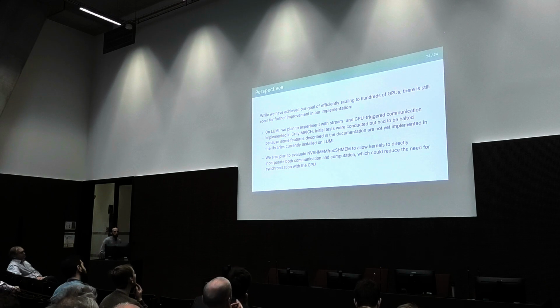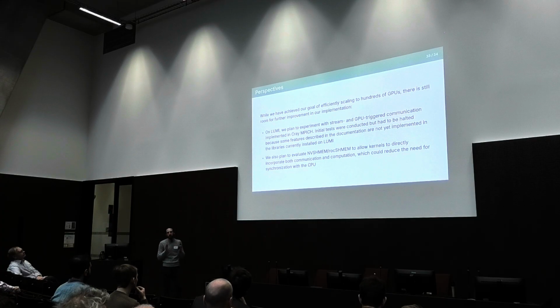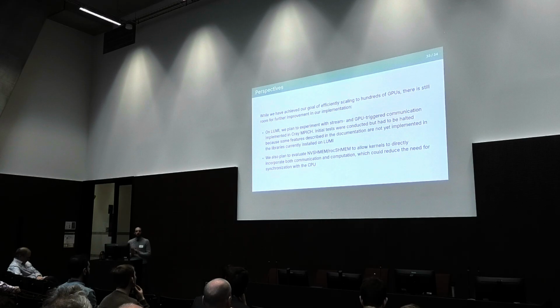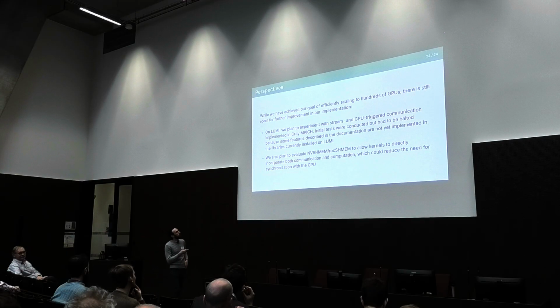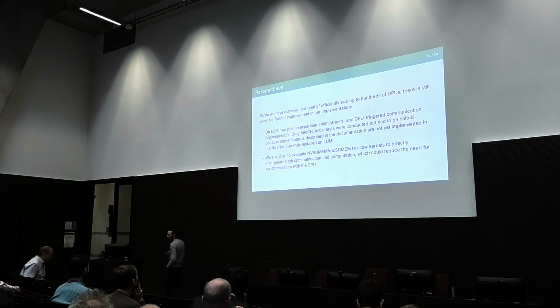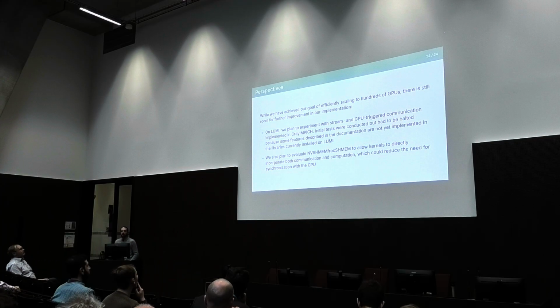And in terms of what we want to do in the future, we still have a lot of latency that appears due to the event synchronization on the CPU as well as on the GPU. So what we want to do is try to keep as much as possible on the GPU, which means the communication, we want to try to do it on the GPU as well. So what we want to try is some feature of Cray MPICH with stream-triggered and GPU-triggered communication.